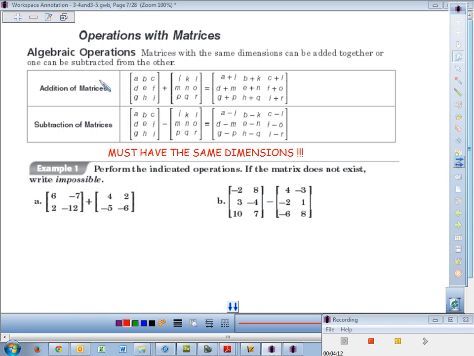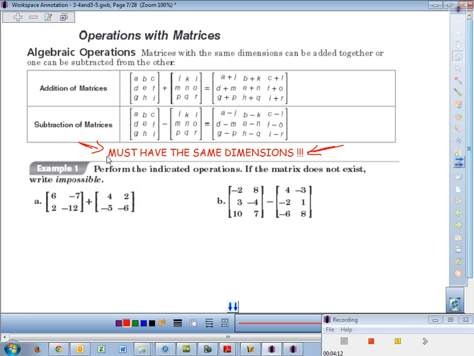But we can definitely add and subtract matrices. Here's the trick, though. The matrices must have the same dimensions. If the first matrix is a 2 by 3 matrix, the only thing you can add to it is another 2 by 3 matrix. You can't add 3s and 4 by 5s together or anything like that. They must have the same dimensions.